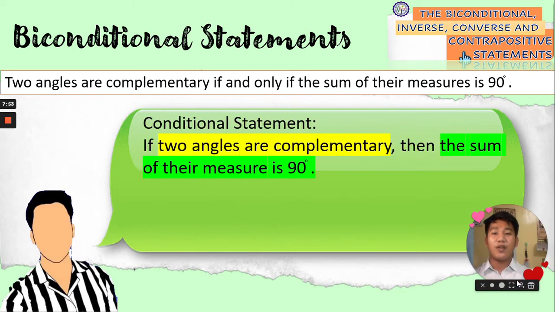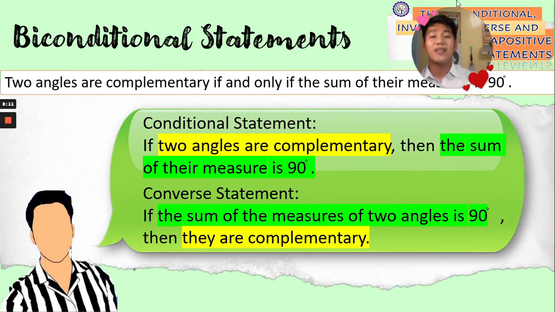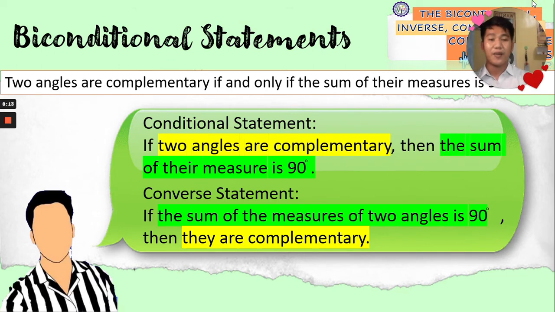Now, for its conditional statement, if two angles are complementary, then the sum of their measures is 90 degrees. And its converse, by the way, this conditional statement is true, of course. And its converse, if the sum of the measures of two angles is 90 degrees, then they are complementary. Okay, this is also true.